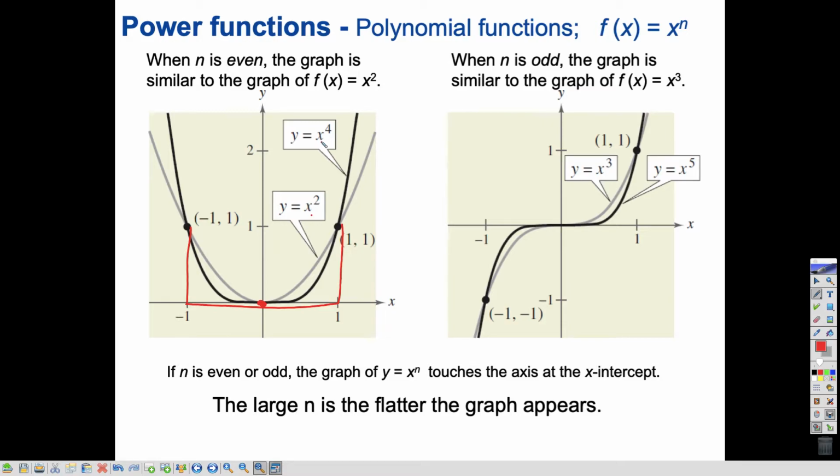So x cubed is the light gray. x to the fifth is the dark gray. Did it follow the same procedure? The higher the degree, the flatter the curve. Again, this is not constant on the x-axis. If we zoomed in and zoomed in, you would see that it only touches right at 0,0.